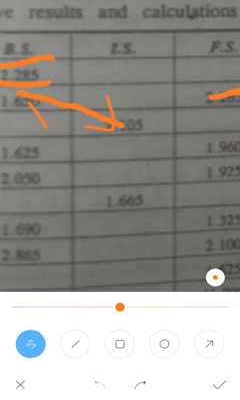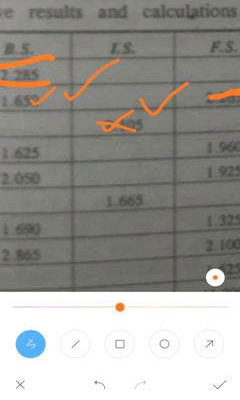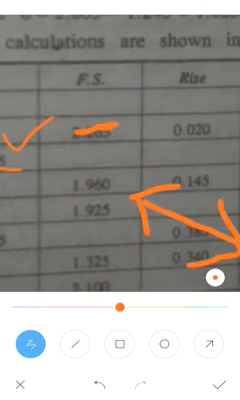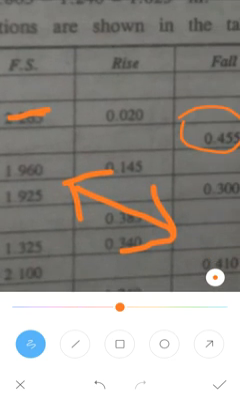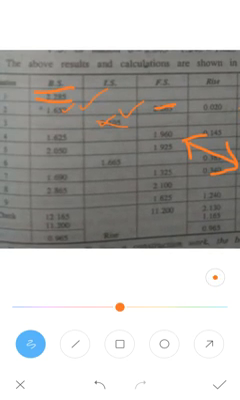The difference is 1.650 minus 2.105. This is the smaller number and this is the bigger number, so you will get a negative value. That negative value is a fall, so that's why it is written in the fall column. In the fall column it is 0.455. The answer is 0.455, so you have to write the respective value in the fall column. Now these two are finished, so remove that.